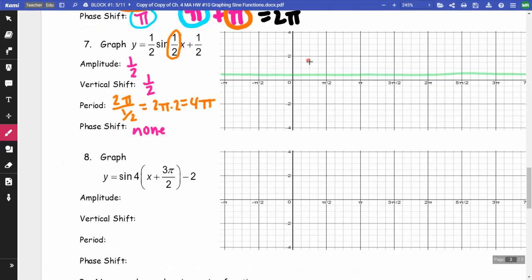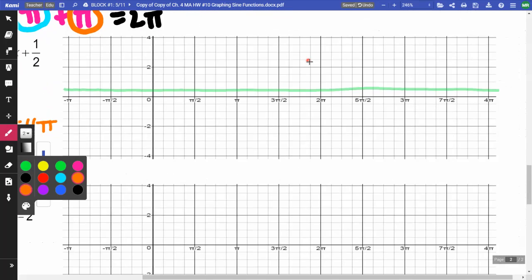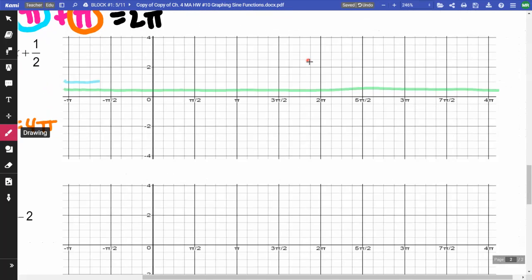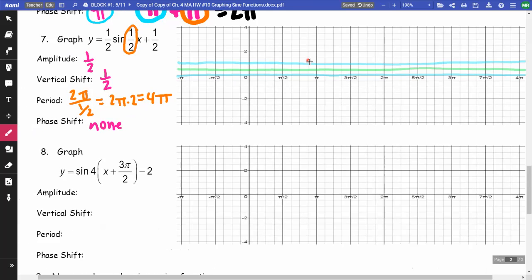And we're going to be going up 1/2 because of our amplitude. So I'm going to be going up 1/2. So this is a really condensed graph here. And I'm going to be going down 1/2. And then I'm going to be starting this graph at 0 because my phase shift is none.